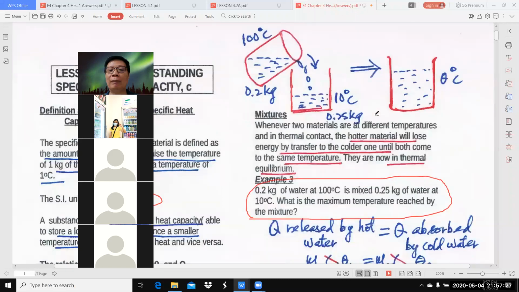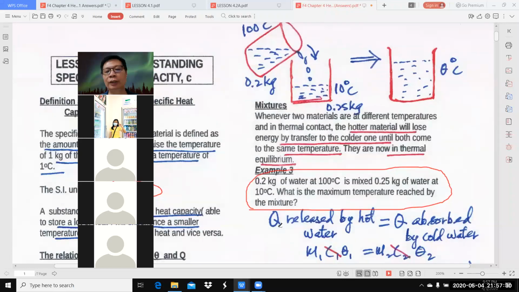Okay, see carefully. We use this concept: Q is heat, heat released by the hot water equals heat absorbed by the cold water. You remember, the concept is like this: hot, cold, you mix them. The hot one will release the heat, the cold one will absorb the heat. So we assume heat released by the hot water equals heat absorbed by the cold water. We assume no heat loss to the surrounding. We assume all the heat energy from the hot water is absorbed by the cold water.